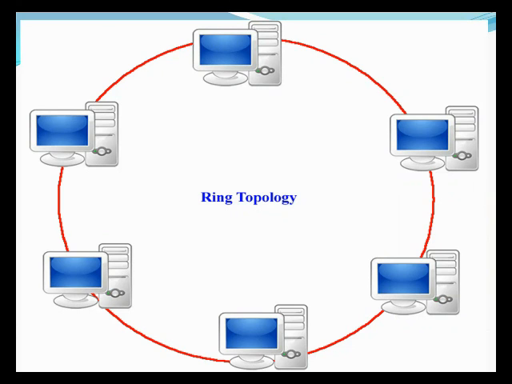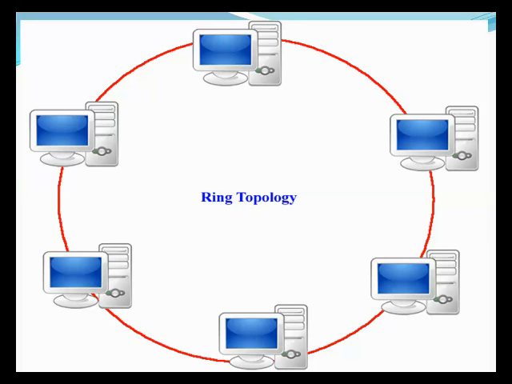Each device in ring topology has a repeater. If the received data is intended for other devices, then the repeater forwards this data until the intended device receives it.